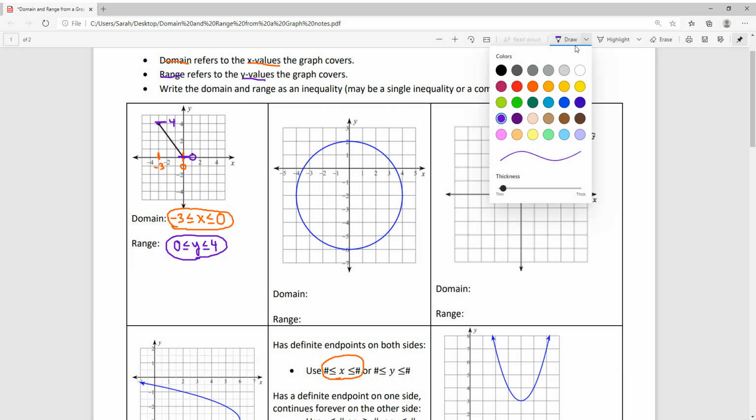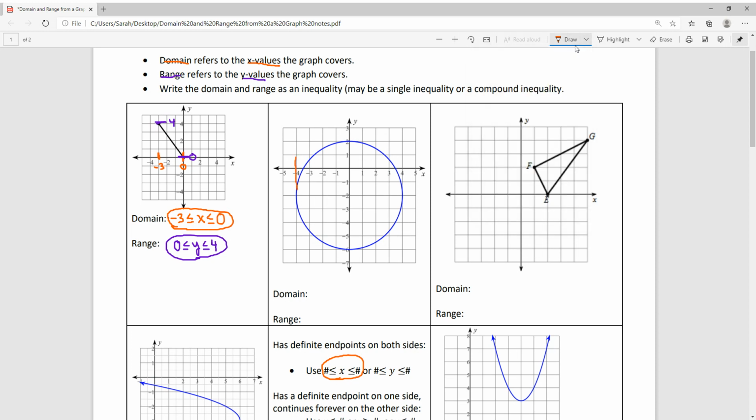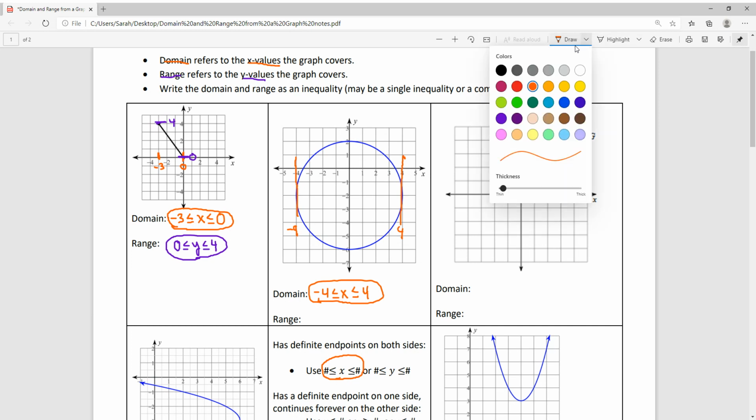Next one is very similar. We have a circle instead, but that circle isn't going to have arrows making it go on forever and ever. So there's going to be a definite starting and stopping point to my domain and range. The smallest x value my graph ever covers is at -4. The largest x value my graph ever covers is at +4. So my domain is x is between -4 and +4, like that. Or -4 is less than or equal to x, which is less than or equal to 4.